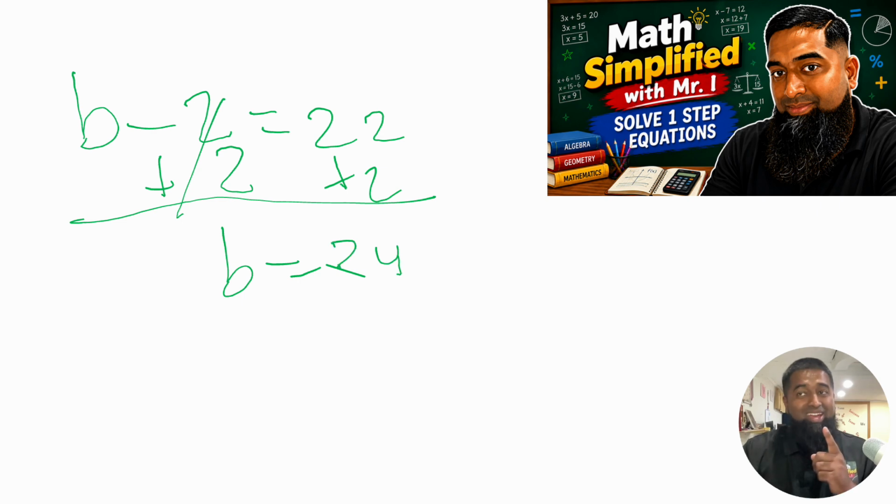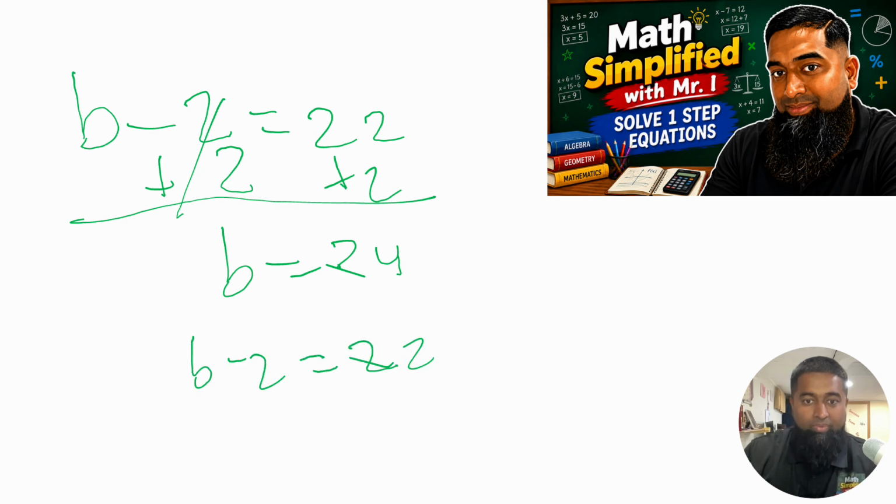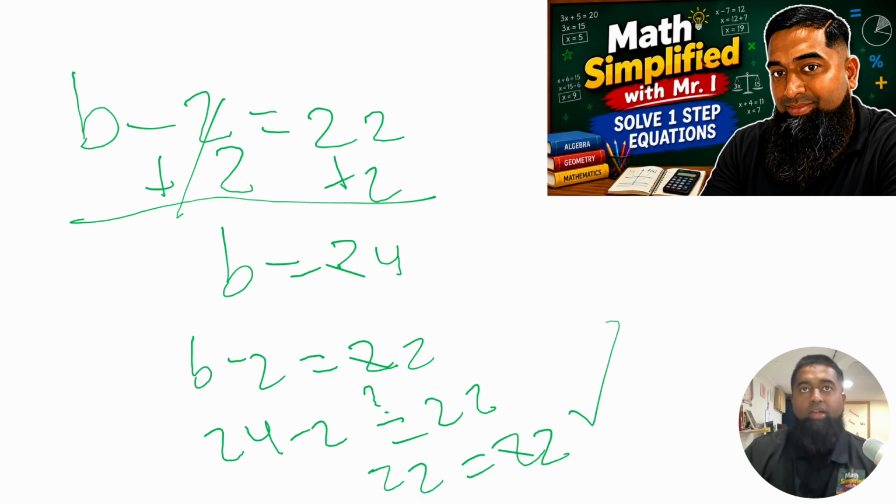If you didn't check, you better have checked because this is the way you check, right? You put b minus 2 equals 22, and then you have 24 minus 2. Is it equal to 22? 22 equals 22. It checks, right? Boom.